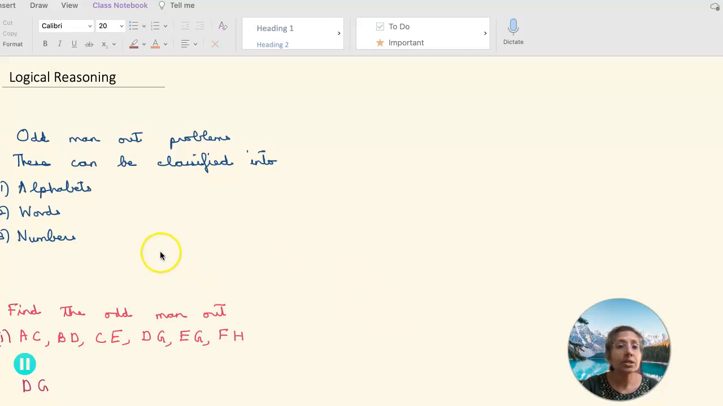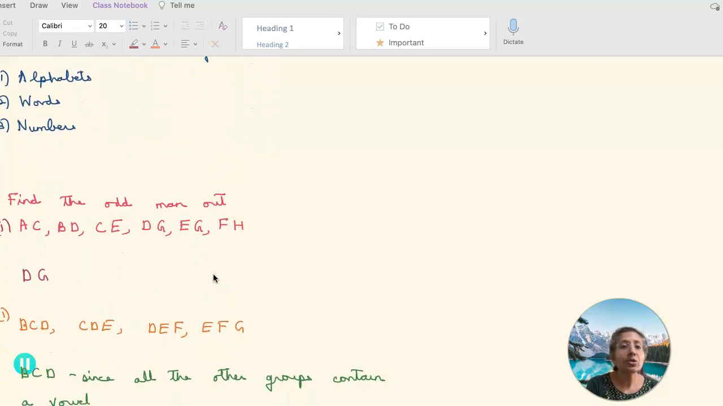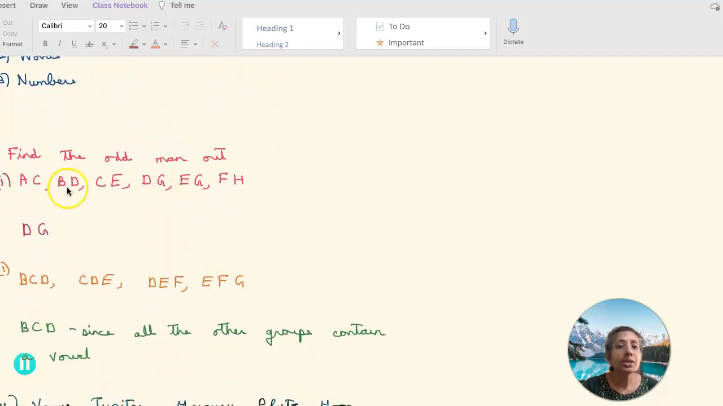So let's get started. Now, odd man out problems can be classified into alphabets, words, and numbers. So coming to the first question, find the odd man out. AC, BD, CE, DG, EG and FH. So it is DG here because everywhere else you have one in between: A, B, C; B, C, D; C, D, E; but D, E, F, G. So DG is the odd one out.